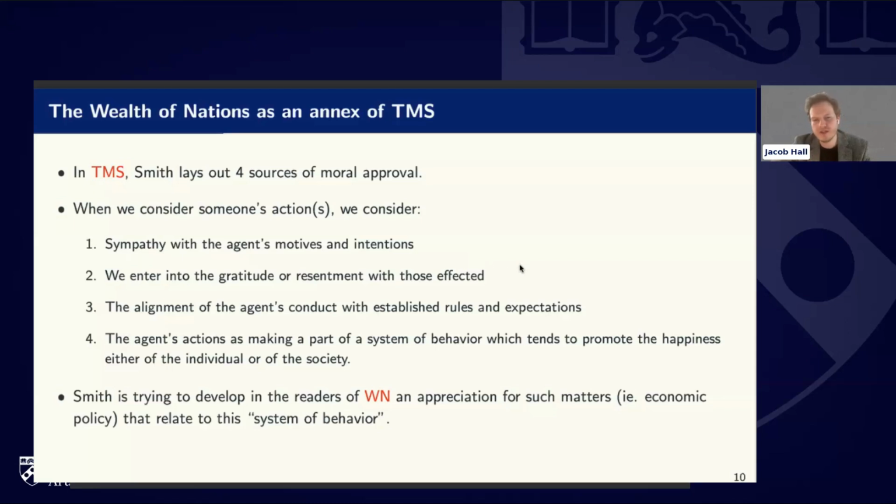Third, the alignment of the agent's conduct with established rules and expectations, right? What do we think about this as a rule, how we live our lives? And four, the agent's actions as a part of the system of behavior, which tends to promote the happiness either of the individual or of the society. This is a global view. And Smith, in The Wealth of Nations, is developing his readers' appreciation for matters such as economic policy that relate to the system of behavior. How do we think about the justice of, say, the mercantilist system? That is all in source four.